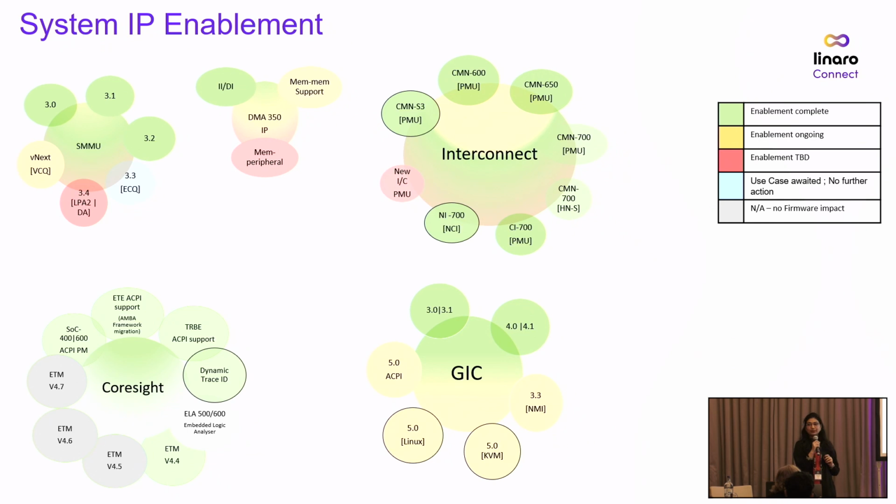On the core side, again, in terms of deltas from the last Linaro Connect, we have dynamic trace ID support that got merged in kernel 6.13. That's to increase the core count in a shared trace ID space. On the GIC side, like I mentioned earlier, we are picking up GICv5 architectural support on Linux and KVM.